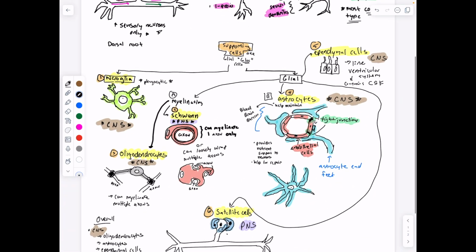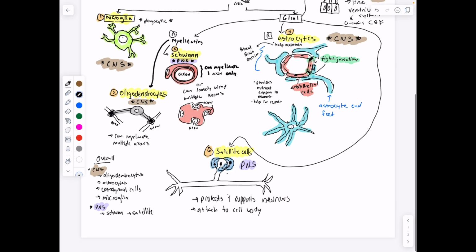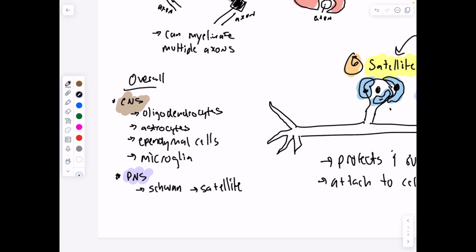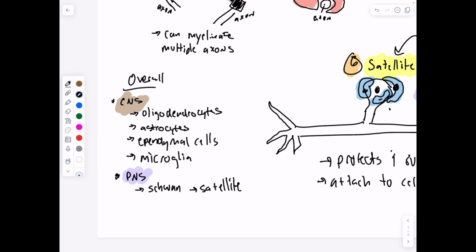Well, it turns out there's quite a different number of glial cells, and it depends on whether you're in the central nervous system, the brain and spinal cord, or you're in the peripheral nervous system, which is innervating the rest of the body. Overall, in the central nervous system, we have oligodendrocytes, which are going to do myelination. We have astrocytes, which are supporting cells, primarily involved with the blood-brain barrier, but just making sure that our neurons are able to repair themselves.